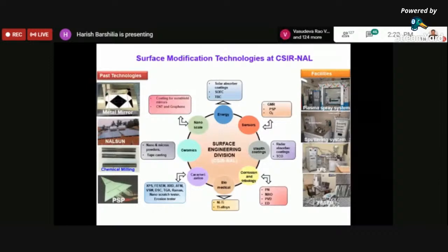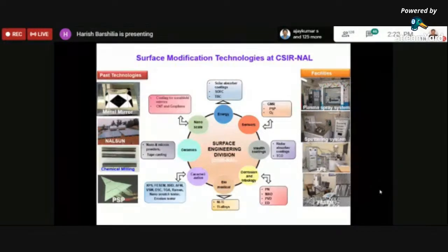We have a track record of delivering technologies to the industry. On the left-hand side of the slide, you can see some of the technologies. But over the years, we have developed about 50 to 60 technologies which have been transferred to the industry. And we have state-of-the-art deposition as well as characterization facilities. You name any facility in the area of coating development, we do have it. So I recommend you go to our website, that is nal.res.in/SED.